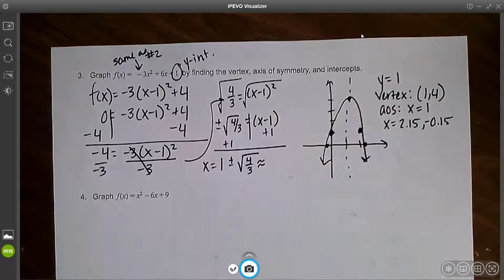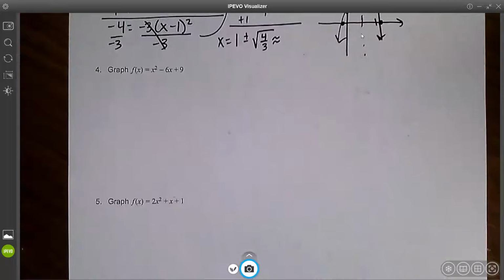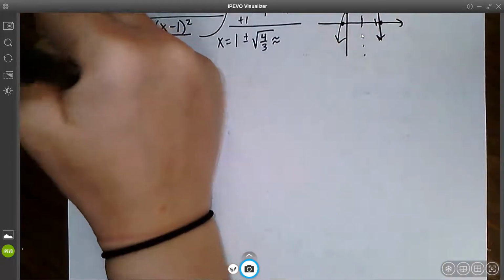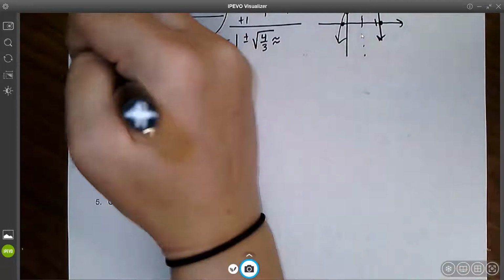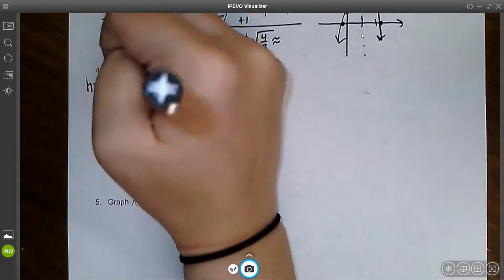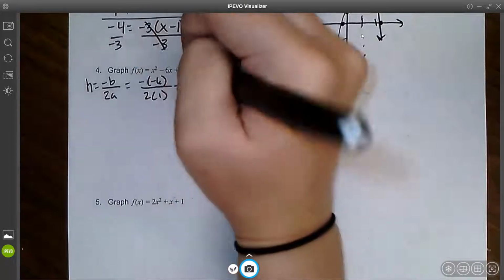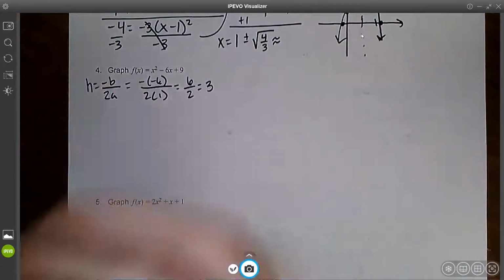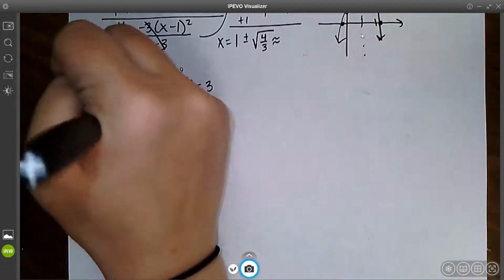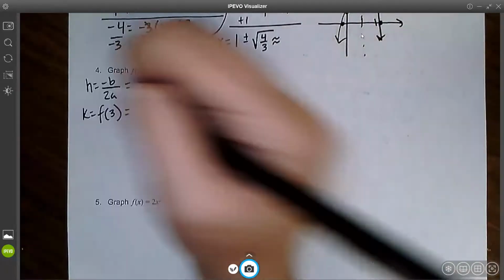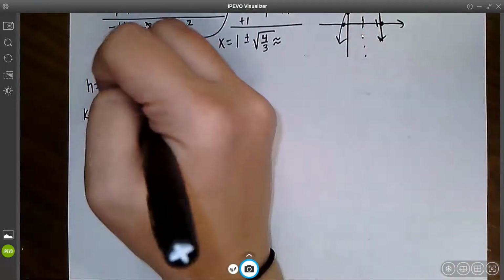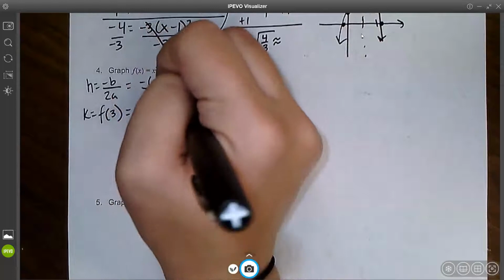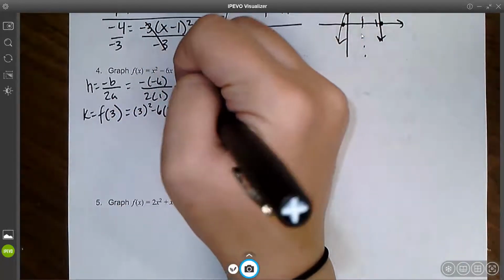The next one, I'm going to show you the H and K version here instead of giving you the vertex form. I'm just going to find the vertex. So H equals -b over 2a. So just remember that formula. So I've got -6 over 2 times 1, which is 6 over 2, which is 3. And then k equals f of h, which is 3. So I'm just plugging that in. 3 squared minus 6 times 3 plus 9, and that gives you 0.